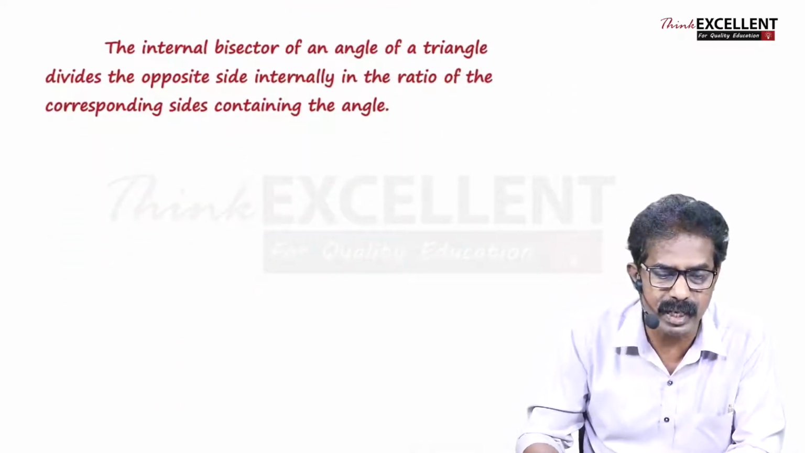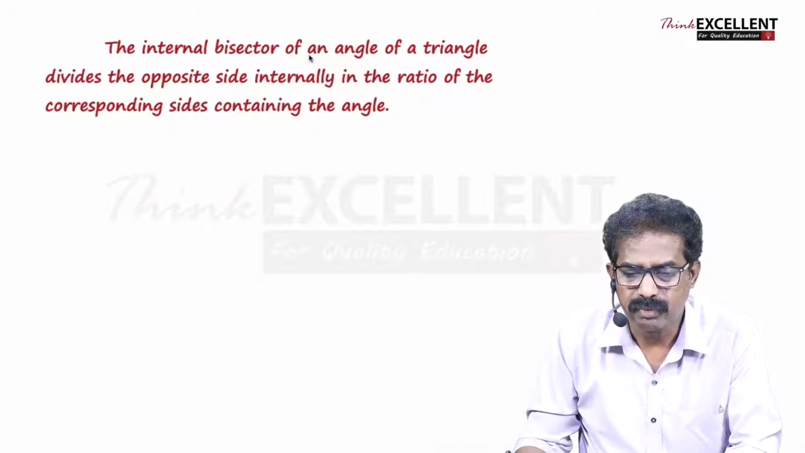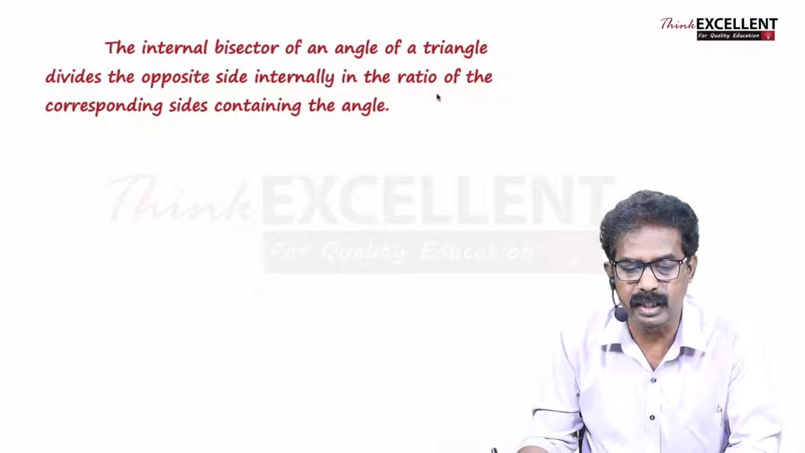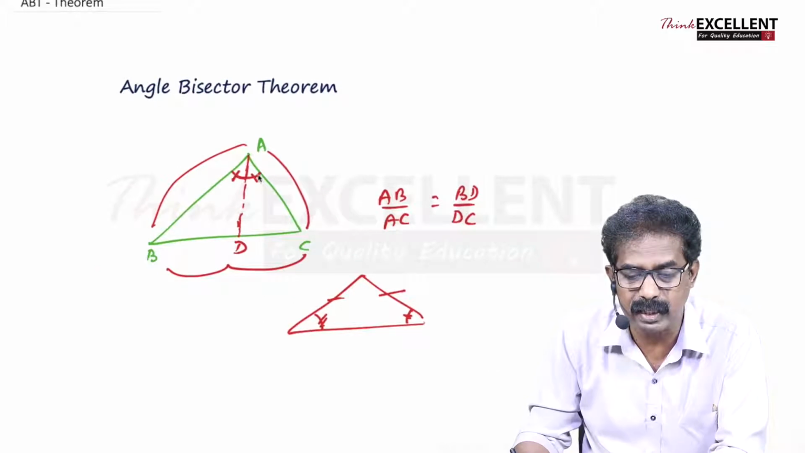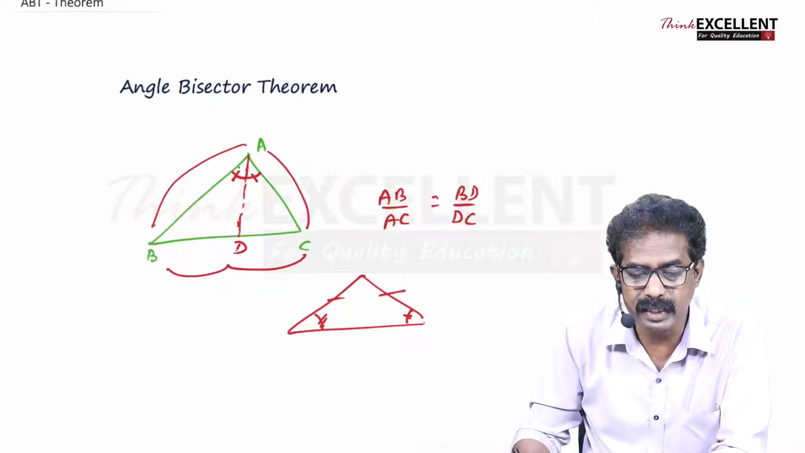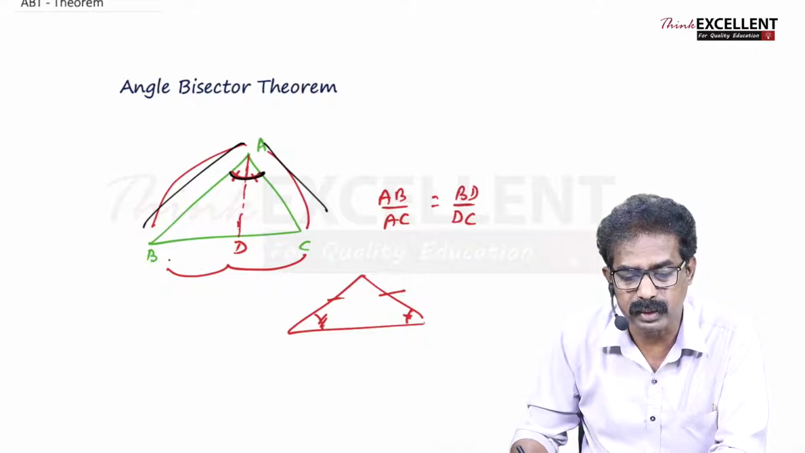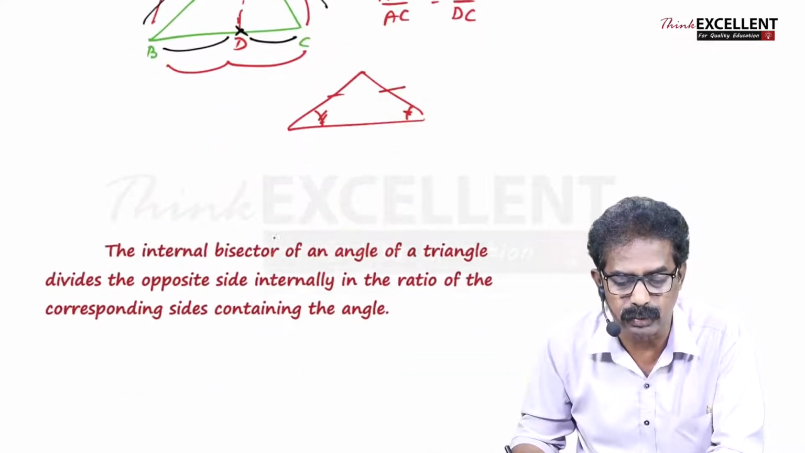With these ideas, you can do this very easily. Now let us see the statement. The internal bisector of an angle of a triangle divides the opposite side internally in the ratio of the corresponding sides containing the angle. The sides containing the angle are AB and AC. So the third side is divided internally, so BD by DC is equal to AB by AC. Now let us see how to prove this.